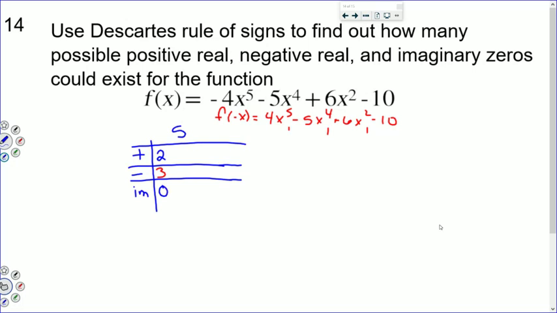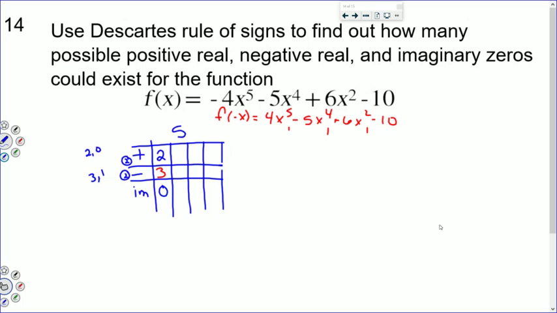So for positives, we could have 2 or 0. We want to be able to subtract. So we have 2 possible outcomes for positives. And then for negatives we could have 3 or 1, which leaves us with 2 possible outcomes. 2 times 2 is 4, so we're going to need 4 columns.